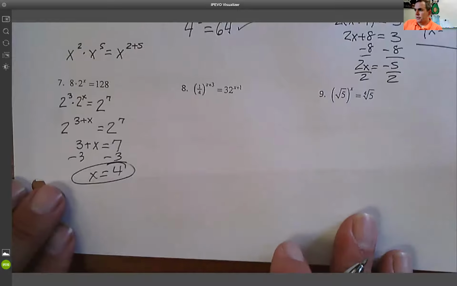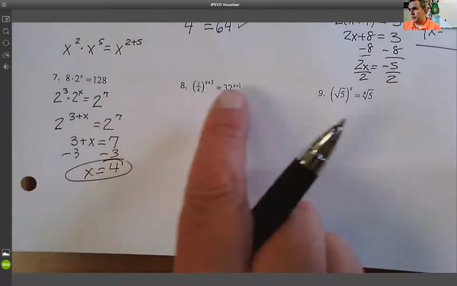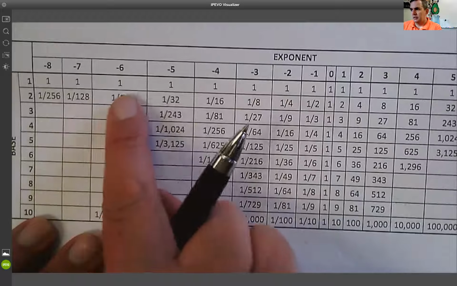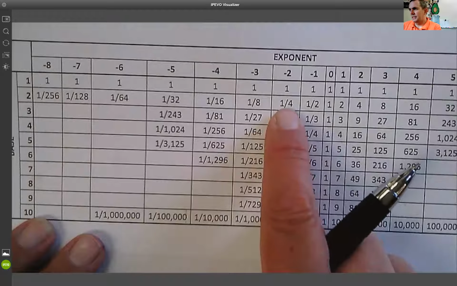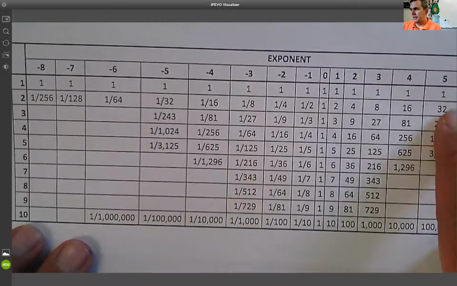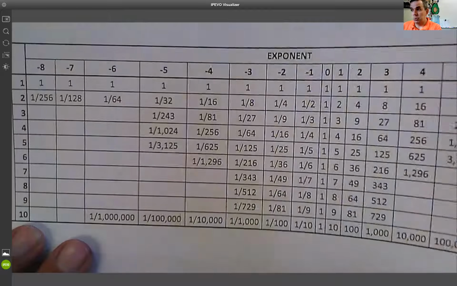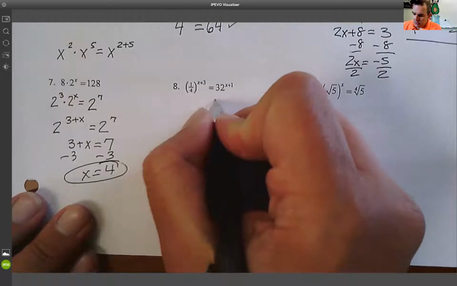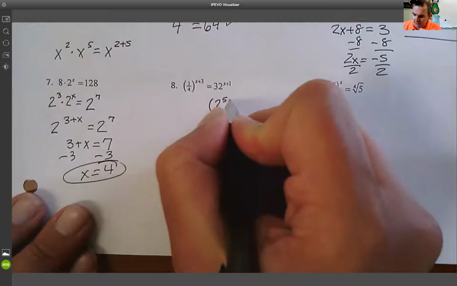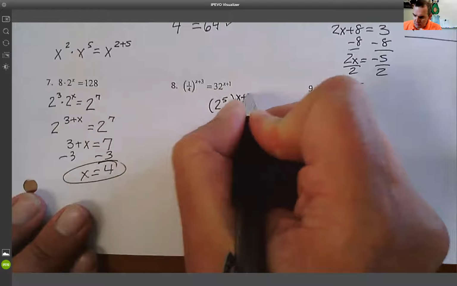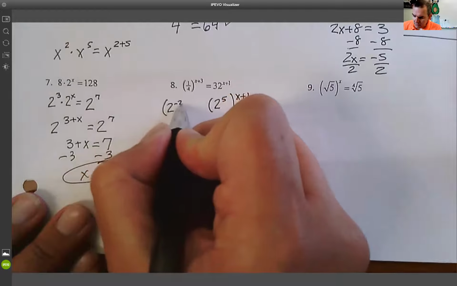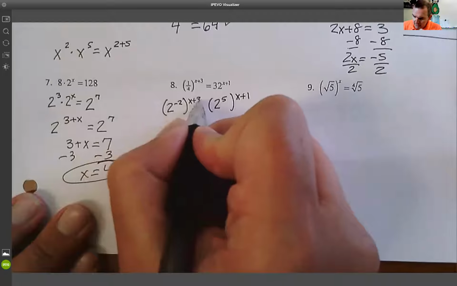Next one is probably one of the trickier ones. Let's bring that table back. 1/4 and 32 are my bases. When I look here, I drag my finger across. Oh, 1/4 is a negative exponent, 32 is that positive exponent 5. So I can actually do this in base 2. This 32 becomes 2 to the 5th to the x plus 1. 1/4 becomes 2 to the negative 2, x plus 3.